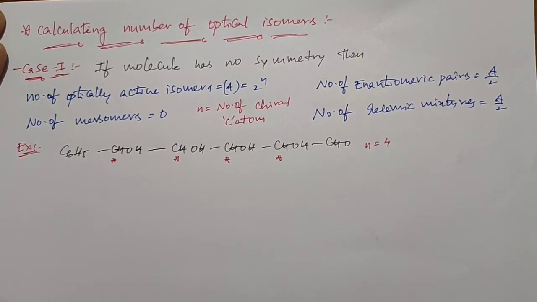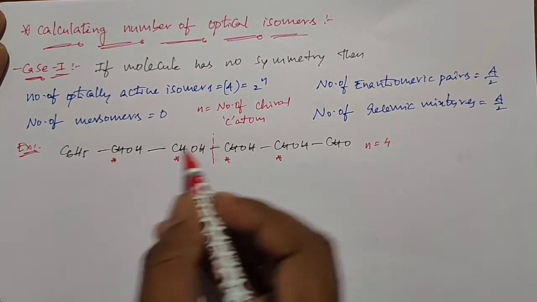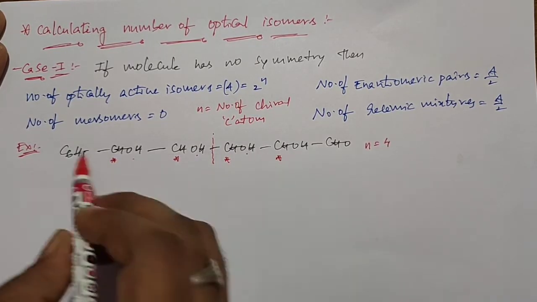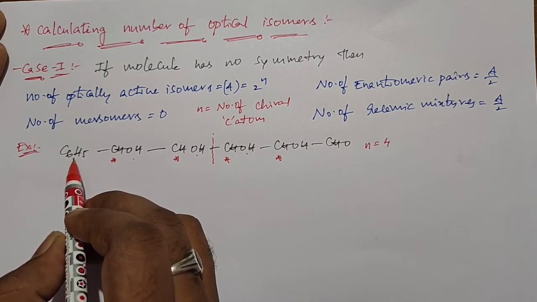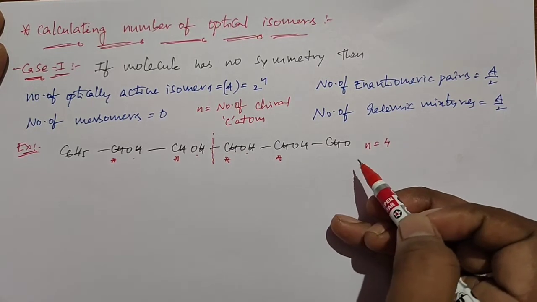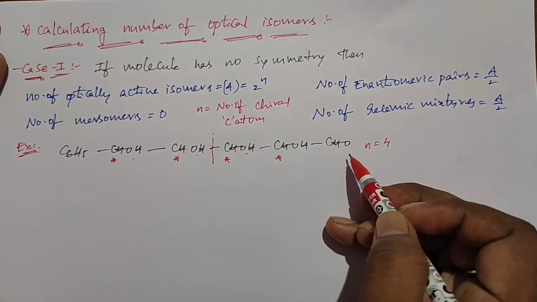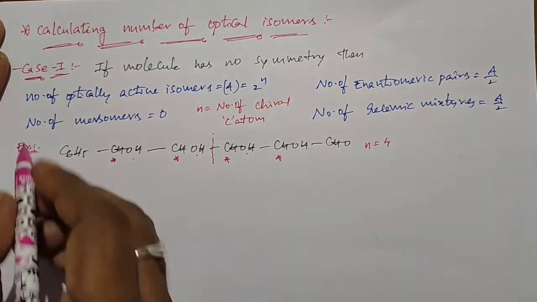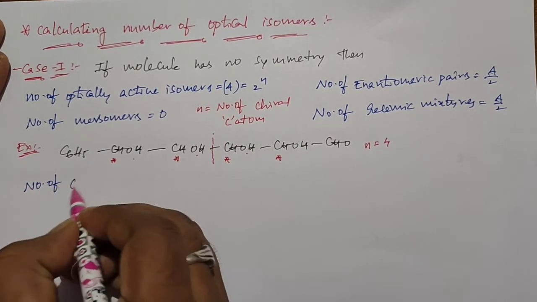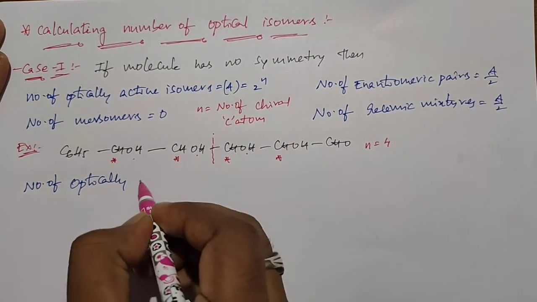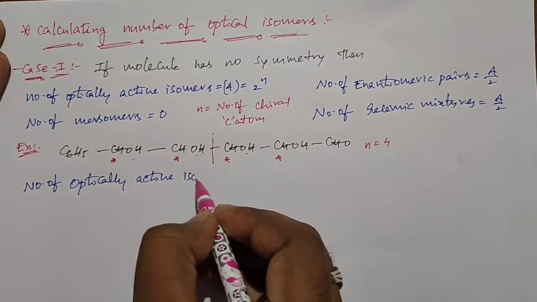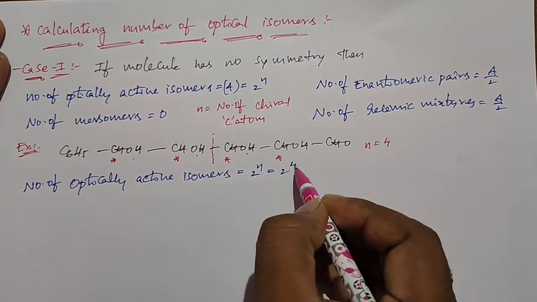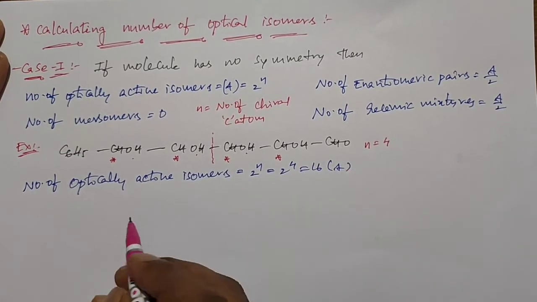If you split this compound into two equal parts, CHOH is present, CHOH is present, CHOH is present, and CHOH is present, but both ends are different. At the top we have C6H5, at the bottom we have CHO. So the given molecule doesn't show symmetry. Then n is equal to 4, the number of chiral carbon atoms. The number of optically active isomers is equal to 2 power n, that is 2 power 4, which is 16. So the number of optical isomers is equal to 16.